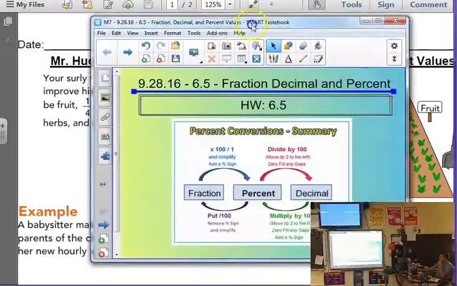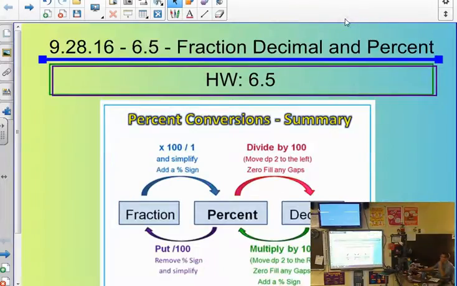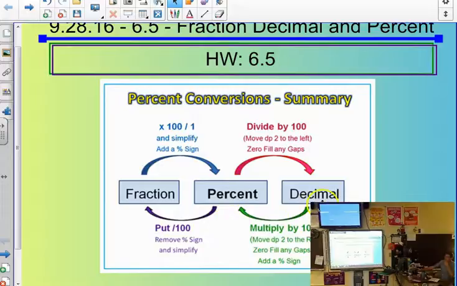So today we are dealing with more fraction, decimal, and percent values. Remember that if you are going from fraction to a percent, you multiply it by 100. If you're going from percent to decimal, we divide by 100. Likewise, if we're going backwards, we take the decimal value and multiply it by 100. Or to go from percent to fraction, we put it over 100 since percent means divide by 100.